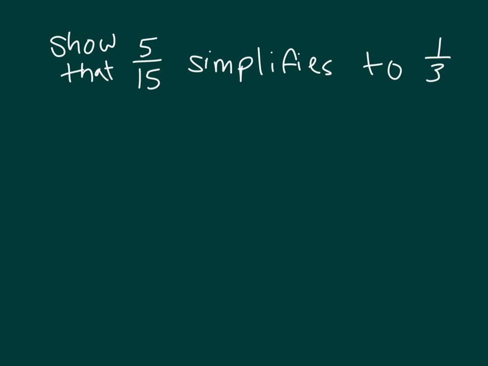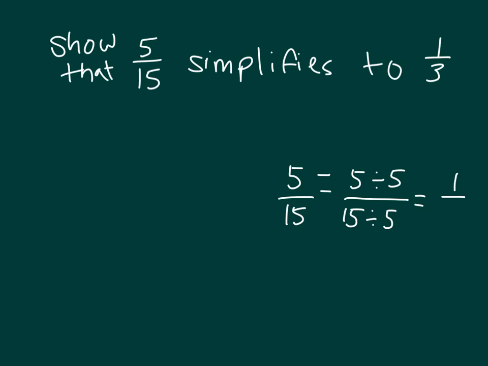Here we're asked to show that 5/15 simplifies to 1/3. Now, our number sentence that would show this, we have 5/15, and we would go equals 5 divided by 5 in the numerator, and 15 also divided by 5 in the denominator, where we divide the numerator and the denominator by the same thing. That means we would be grouping 5 within our area model, which we will see in a second. 5 divided by 5 is 1, and 15 divided by 5 is 3.